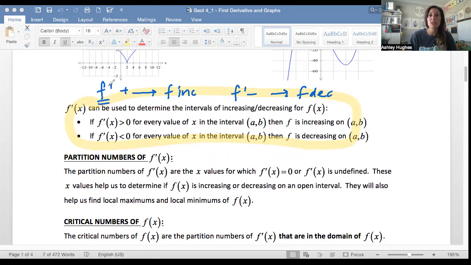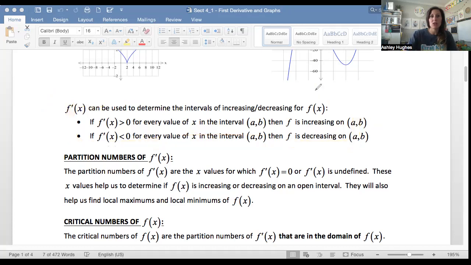F prime, again, is the slope. So if we have a positive slope, that means the function must be increasing to have that positive slope. And if the function is decreasing, then if we draw a tangent line, the slopes would be negative. Okay, so that's kind of the overall idea.